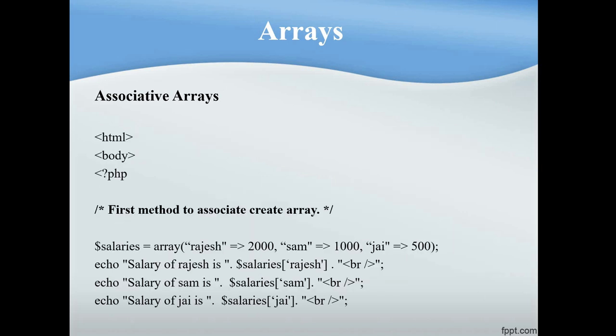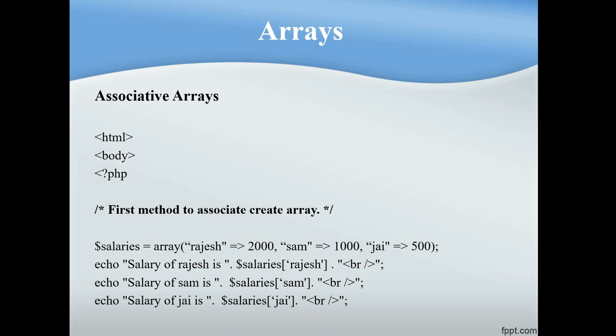In this slide we can see how to create an associative array. I have a variable salaries equal to the array keyword array, and then I am giving the key, the name of the person, that is Rajesh, and then the salary of 2000. Again Sam as the key and the value of 1000, J as the key and the value of 500. So it can be represented like this in an associative array.